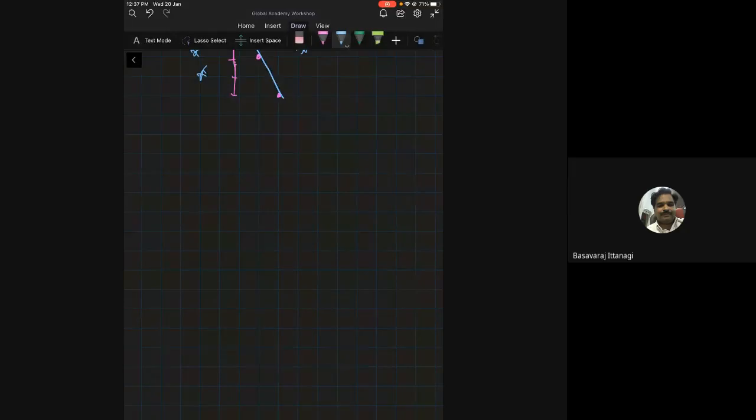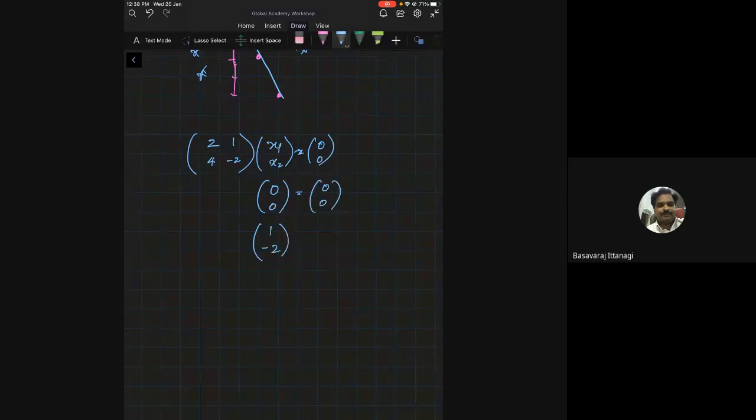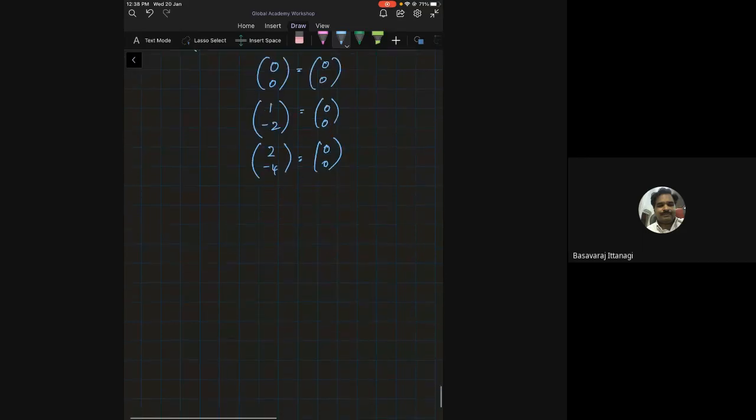Right? Now, let us consider this case: the matrix [2, 1; 4, -2] times [x1, x2] gives 0, 0. Now, I put 0, 0 here, so I know the output is 0, 0. I put 1, -2 here, I get 0, 0. I put 2, -4, I still get 0, 0. I put 0.5 and -1, I still get 0, 0.